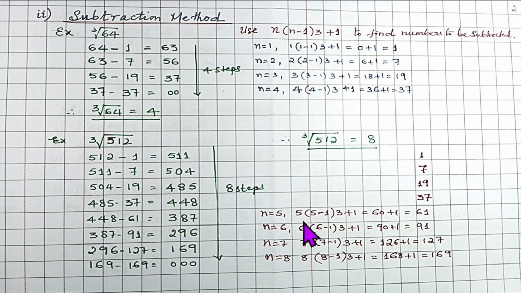Now the fifth odd number I have to go. The fifth odd number can be found by putting n equal to 5 in that formula, and I got 61 here, subtract 61. The sixth odd number I got 91, subtract 91. The seventh odd number 127, subtract 127, and the eighth odd number is 169, subtract 169, the difference becomes 0. I have gone 8 steps down, and therefore the cube root of 512 is 8, and it is the correct answer. So that is how we can use the subtraction method for finding out the cube root of any given number.